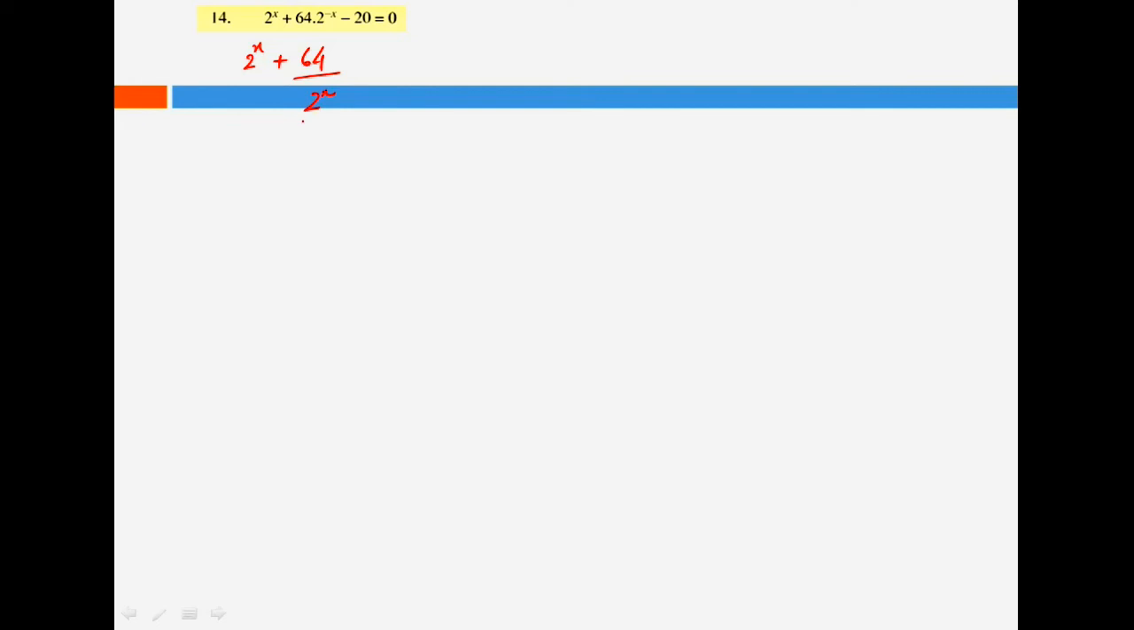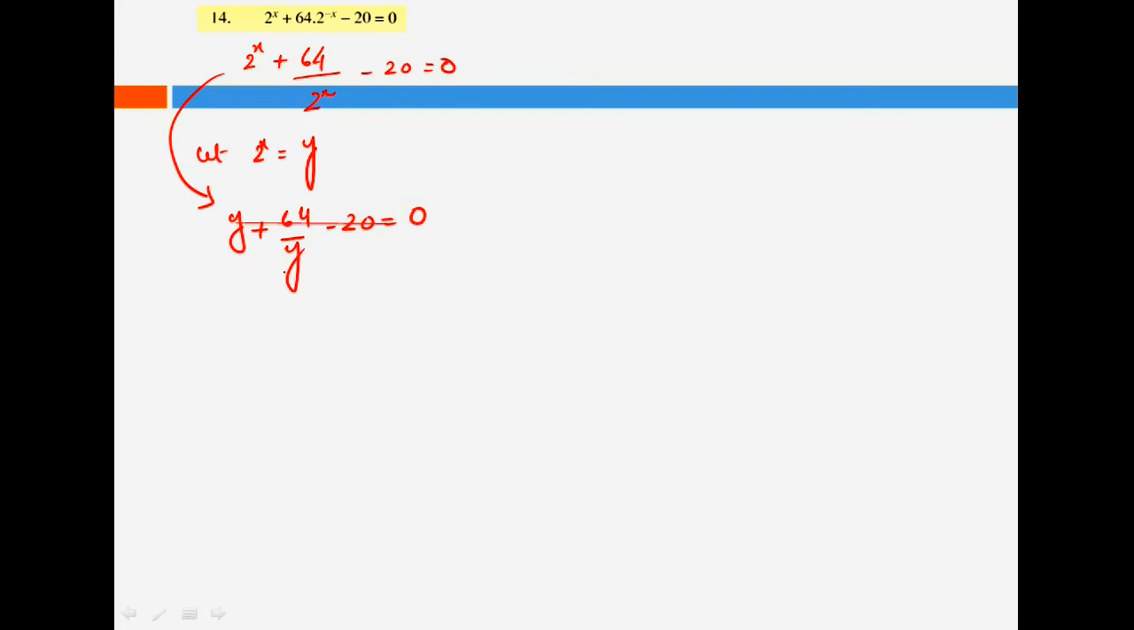Here you can see 2 raised to power x and 2 raised to power minus x is there. 2 raised to power x plus 64 times 2 raised to power minus x, so we can take it in the denominator and it becomes 2 raised to power positive x, minus 20 is equal to 0. So let 2 raised to x be equal to y. Then this equation becomes y plus 64 upon y minus 20 is equal to 0.